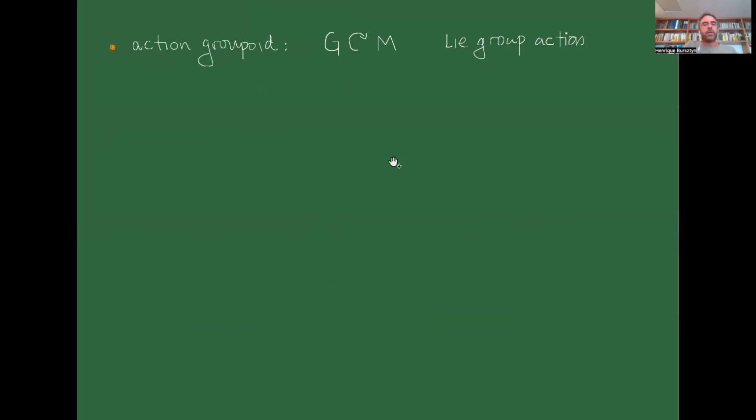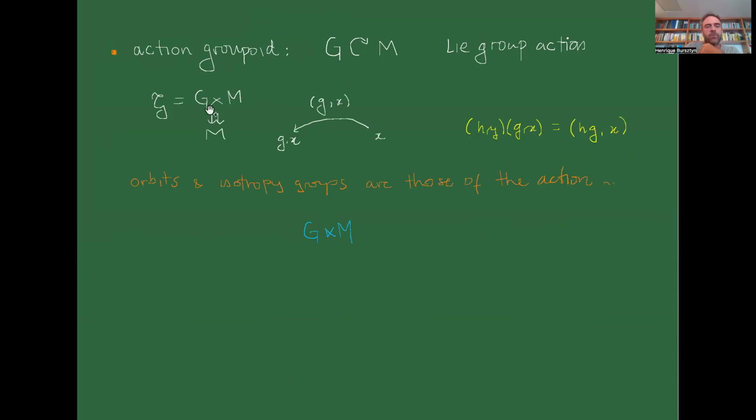Another example to mention is the action groupoid. Here you just have a good old action of a Lie group G on a manifold M, and then you take as your groupoid the direct product of the group and M, right? So now elements are pairs, X in M and g in G. The source is just X, and the target, which must be a point in M, is just g operating on X, right? And this has a very natural groupoid structure that codifies the group structure of G and the action at the same time. Here it's easy to see that the orbits of the action groupoid are just the orbits of the action, and the isotropy groups, as I defined, are just the stabilizers of the action, right? So usually we use this notation for the action groupoid.